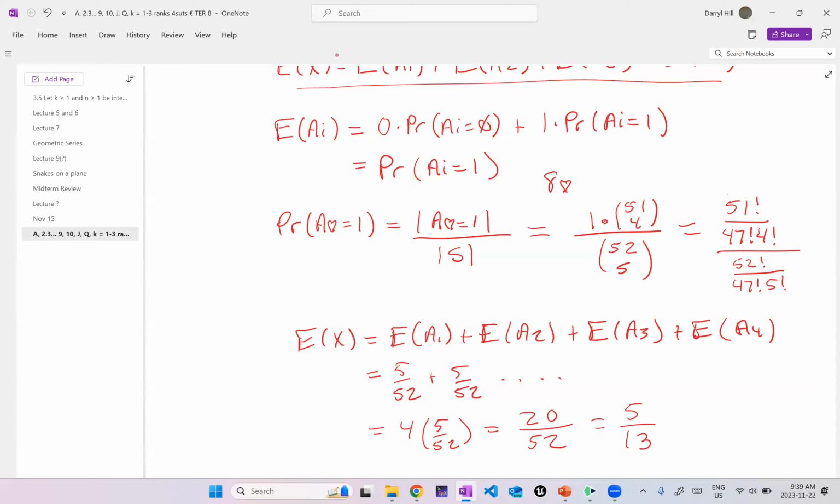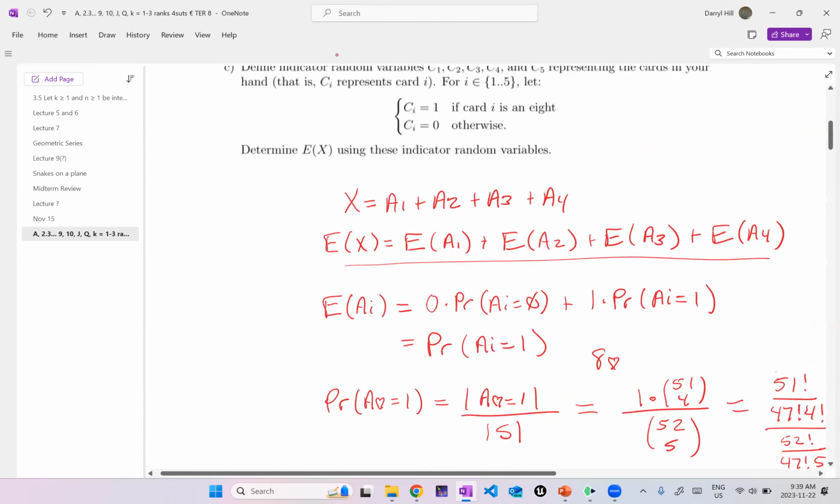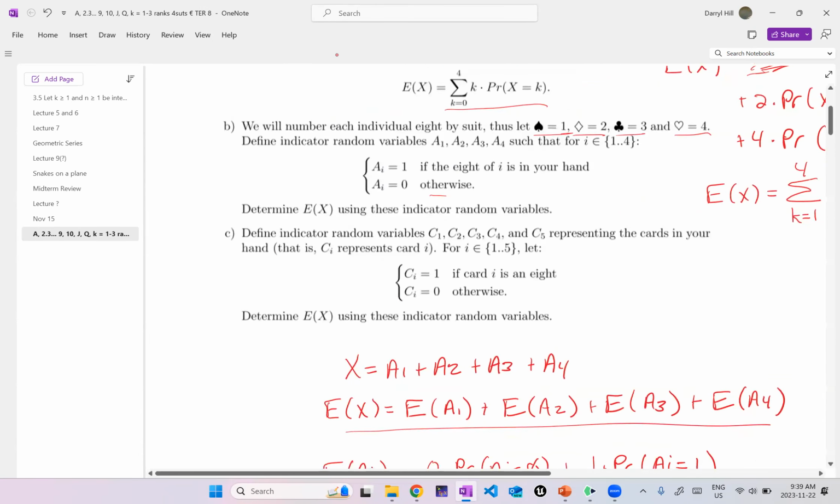Okay. That's the same answer, slightly easier using indicator random variables. Questions? Okay. Well, let's be even smarter about how we choose our indicator random variables.